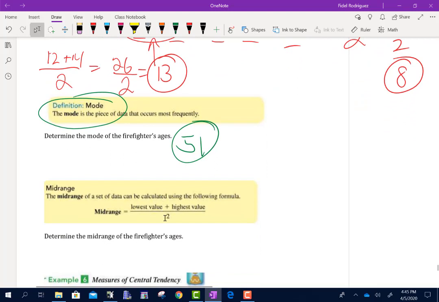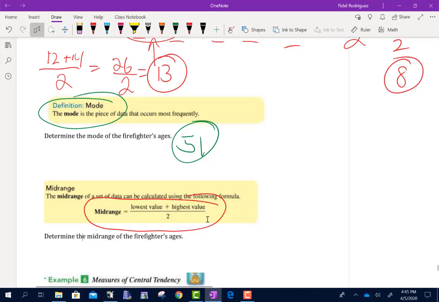And then we have something called the mid-range. It says the mid-range of a set of data can be calculated by using the following formula. So my formula here for mid-range is going to be, we're going to take the lowest value and the highest value, add them, and divide by 2.